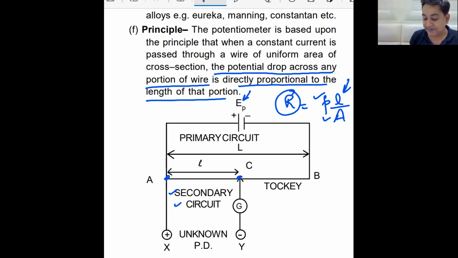Primary circuit, secondary circuit, and then you have a jockey, and you have a galvanometer connected to the jockey, and by moving it, you can do a lot of things. Do you know this? Yes or no? Yes, sir. Okay. So, what will happen when your jockey or your galvanometer does not show any deflection? What will happen in the secondary circuit?